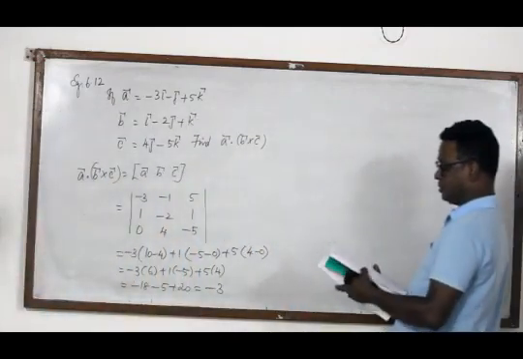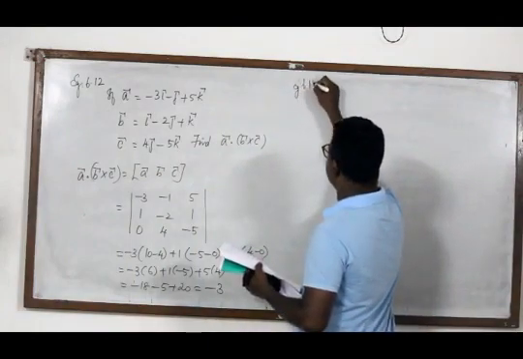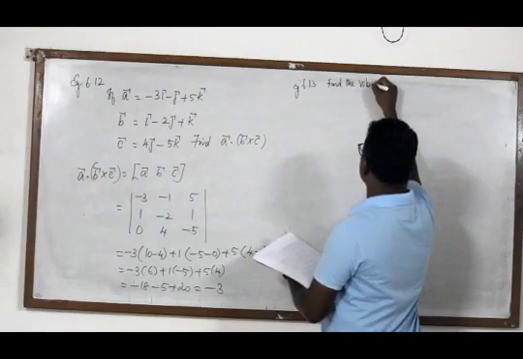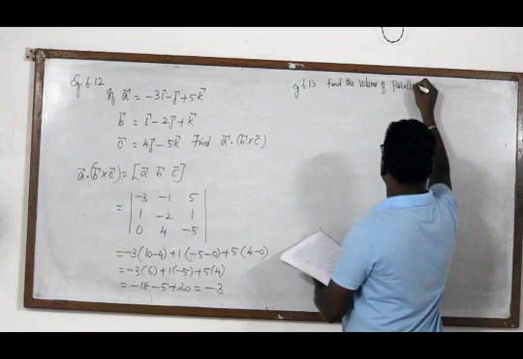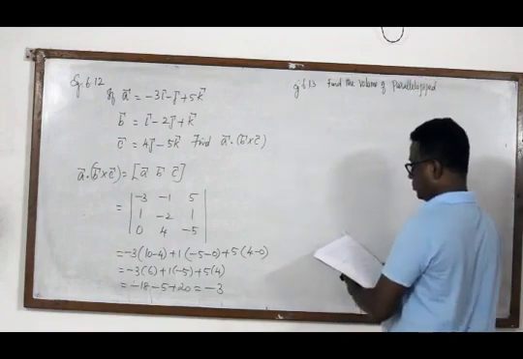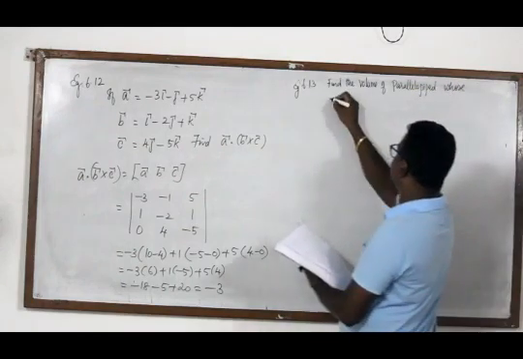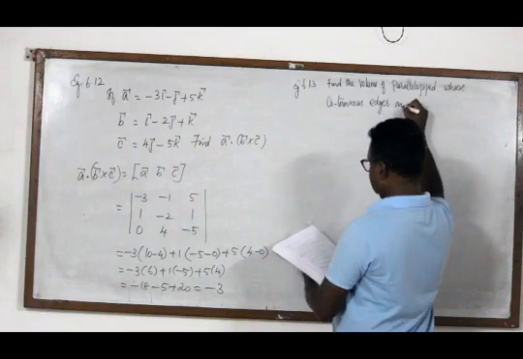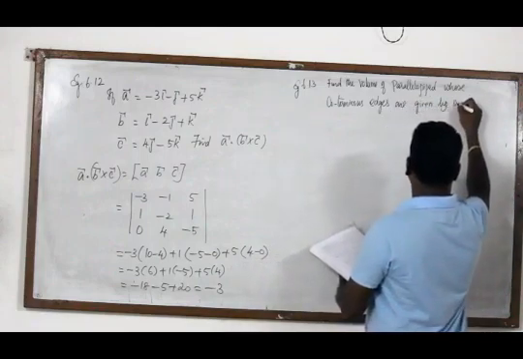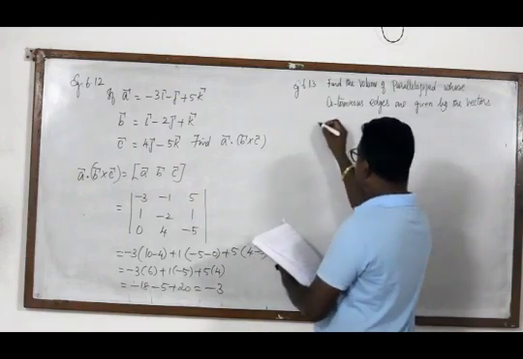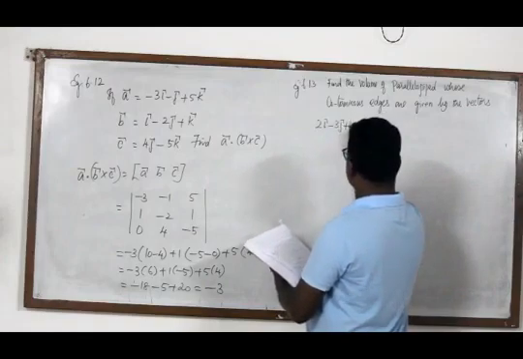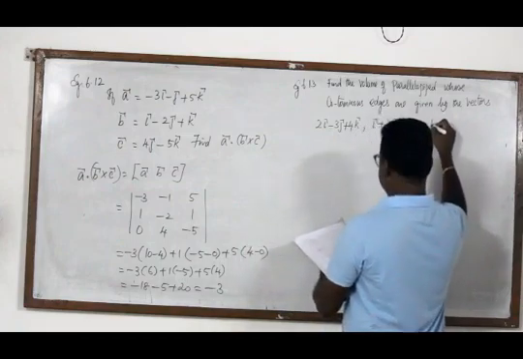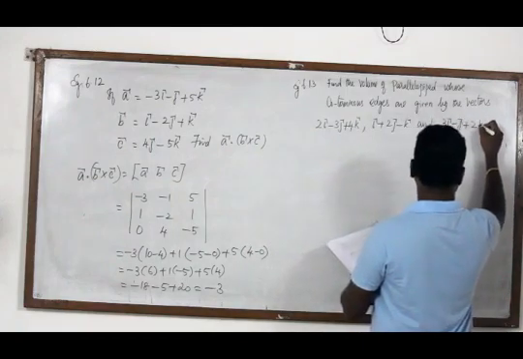Now, example 6.13. Find the volume of the parallelepiped whose coterminous edges are given by the vectors 2i minus 3j plus 4k, i plus 2j minus k and 3i minus j plus 2k.